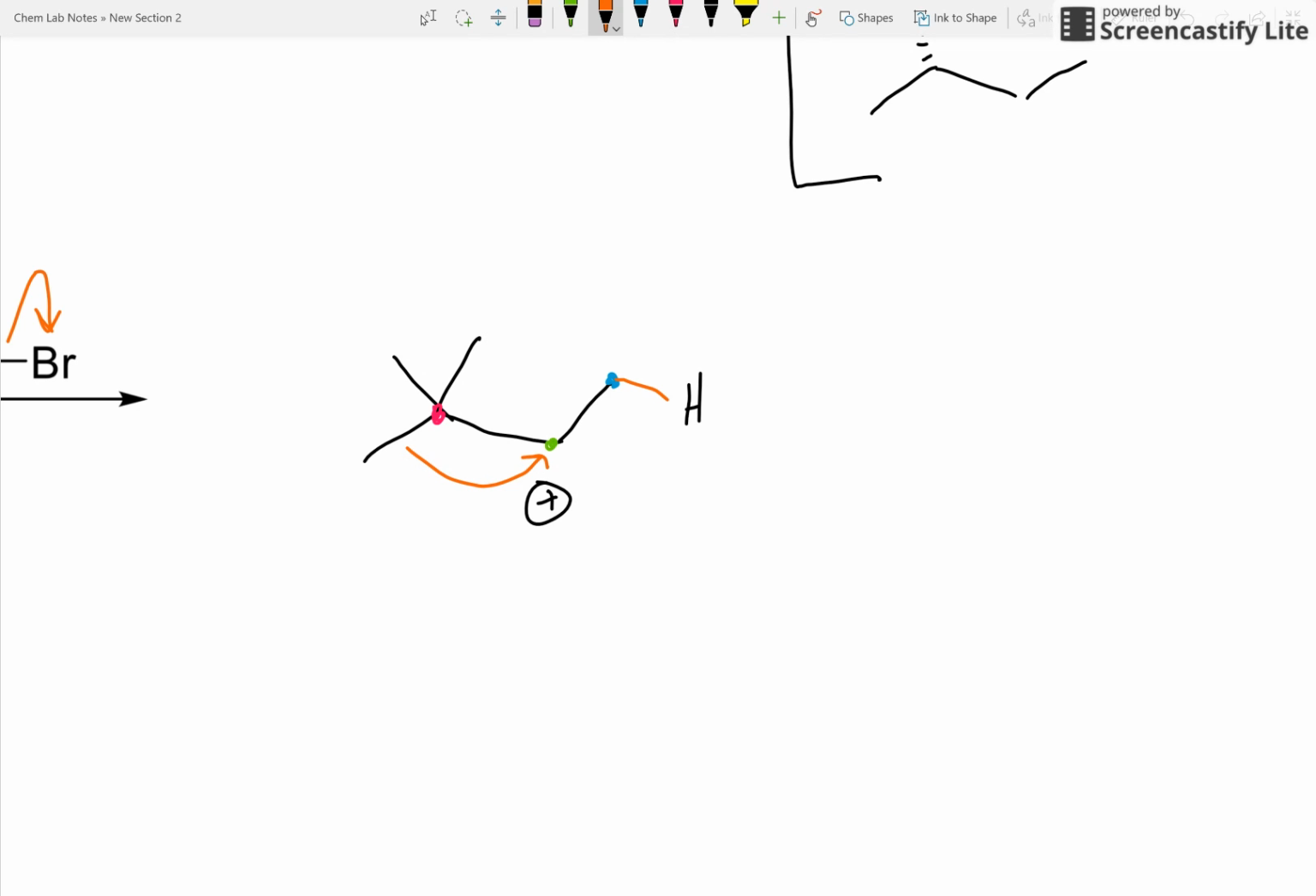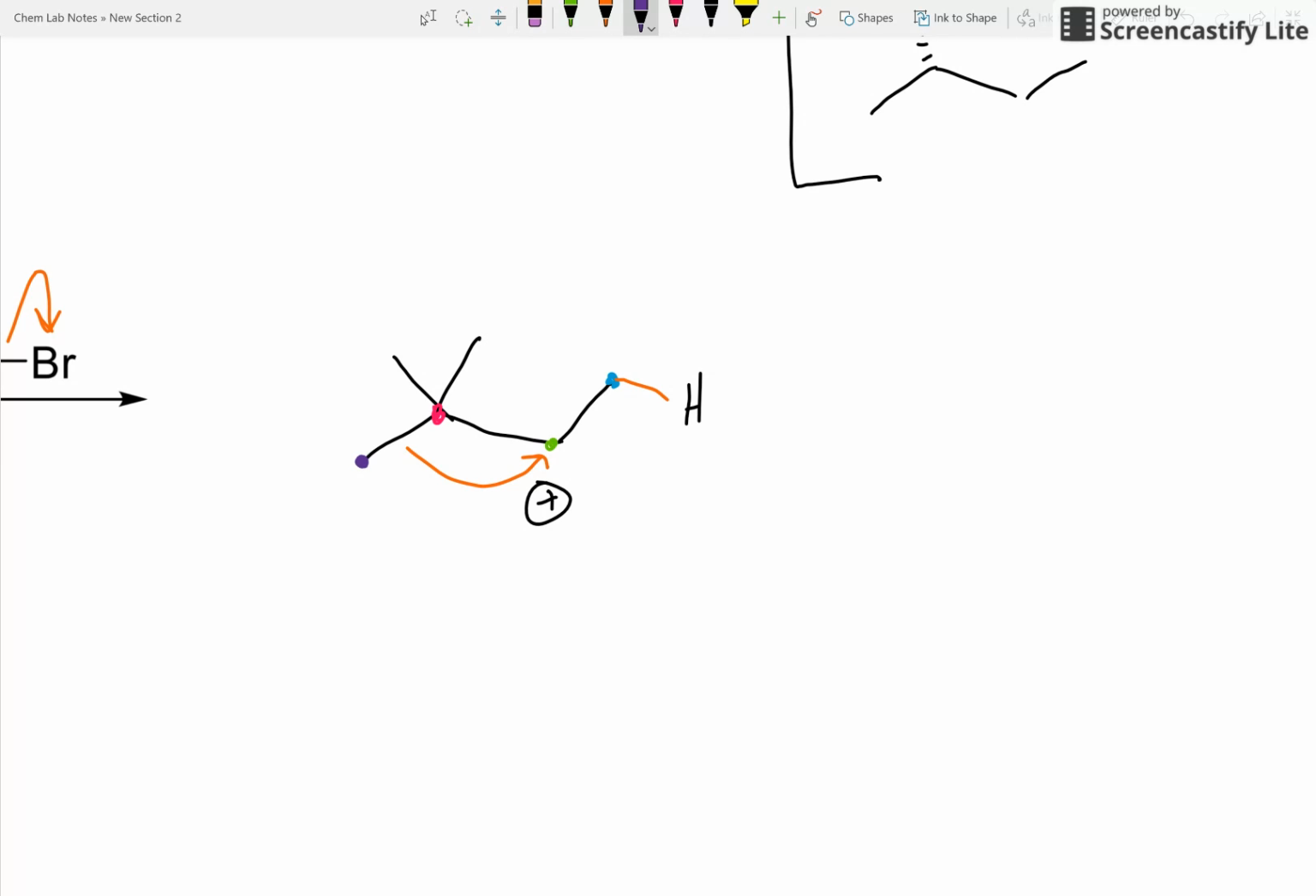So I'm taking the bond. Let me get another color here. Let me get purple. Purple seems good. Okay, so I am taking the bond between the purple and the red, right? I am taking that bond and moving it to the green.